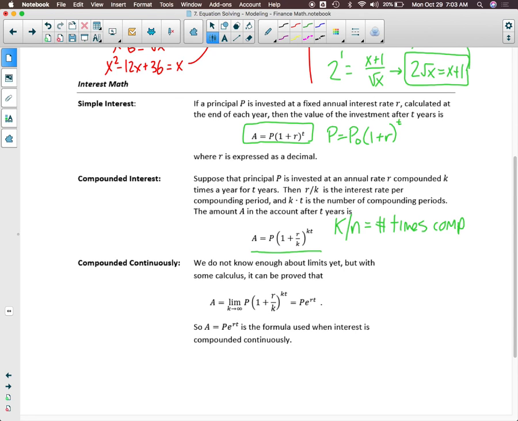So whether that's monthly, then it would be 12. If it was quarterly, then it would be 4. If it was daily, it'd be 365. And then T is always in years. And then we get this last one down here, PERT. This is for continuous compounding. So it's P e to the rt. I just remember it by saying PERT.